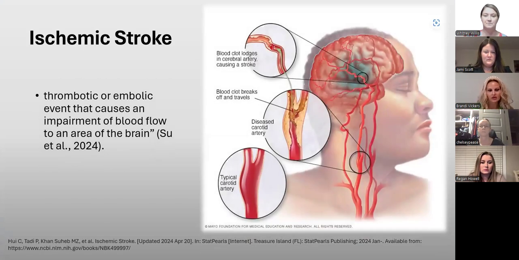Here we have an ischemic stroke. This is a thrombotic or embolic event that causes an impairment of blood flow to the area of the brain. Most of the time, plaque builds up within the arteries, impeding blood flow, thus causing ischemia and causing an ischemic stroke. Plaque is the most common cause of an ischemic stroke.